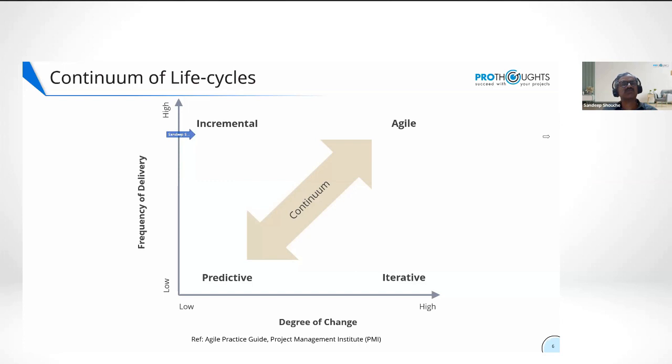Customers should be able to see value quickly. Incremental delivery: I cannot change the alignment all at once, but I can deliver little by little. Sometimes you find a situation where it's iterative but not incremental. There's a lot of change, but I deliver only once.